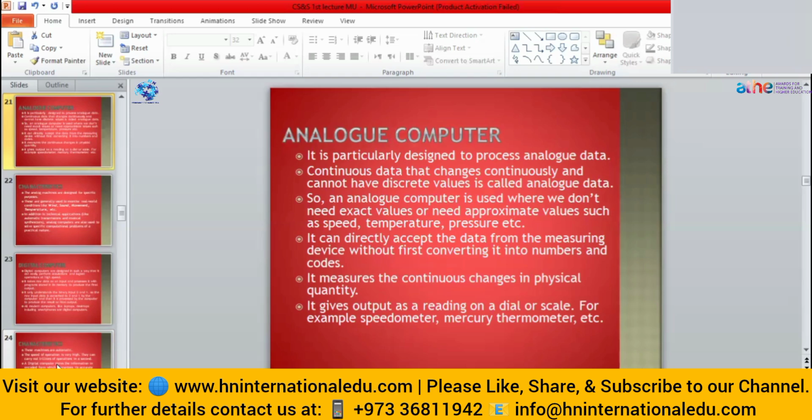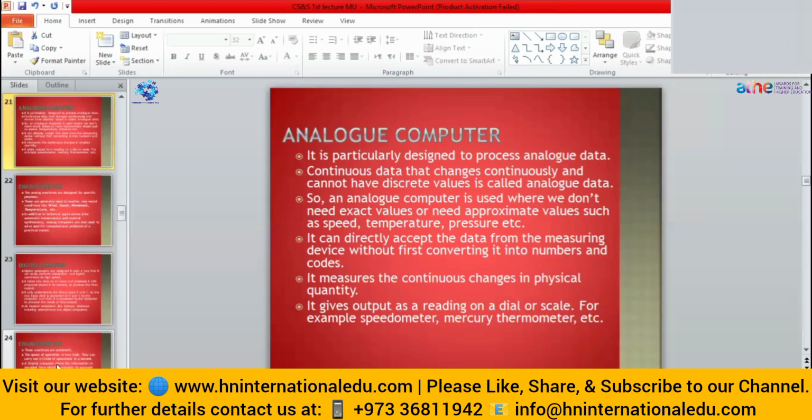So an analog computer is used where we don't need exact values, or need approximate values, such as speed, temperature, pressure, etc., where we have to calculate the value approximately, not exactly equal values. These are cases where accuracy does not matter, but still we have to measure some quantities.